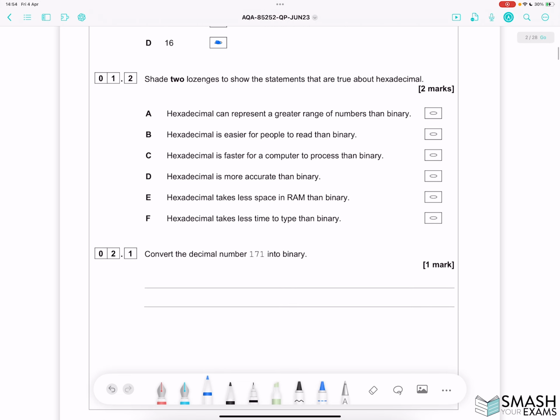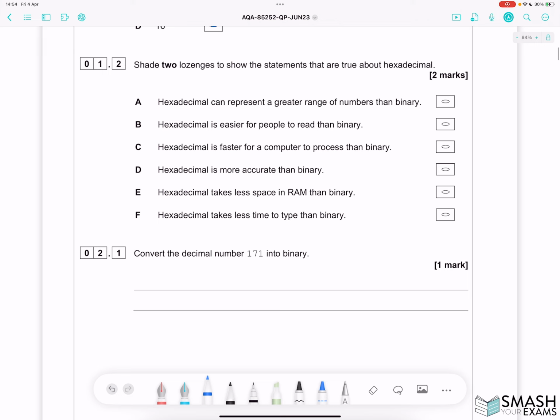The next question asks us to shade 2 lozenges this time to show the statements that are true about hexadecimal. So we read through each of the statements. So hexadecimal can represent a greater range of numbers than binary. Well, that's not strictly true. Hexadecimal is easier for people to read than binary. Now, I think that definitely is true because it's much easier to read 2 digits than to read 8 digits, for example. Then hexadecimal is faster for a computer to process than binary. That's inaccurate because hexadecimal gets converted to binary.